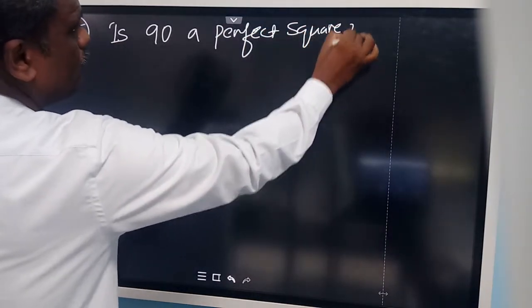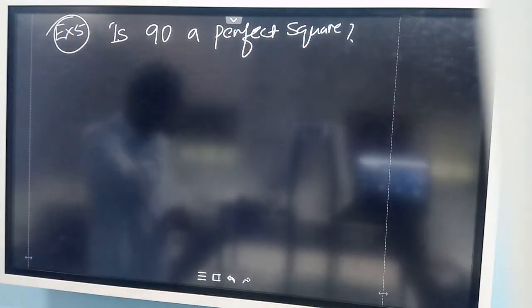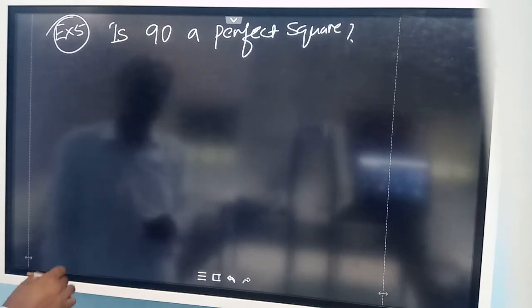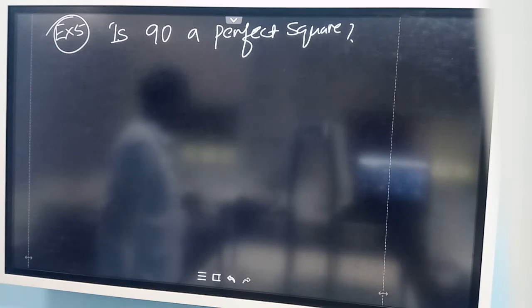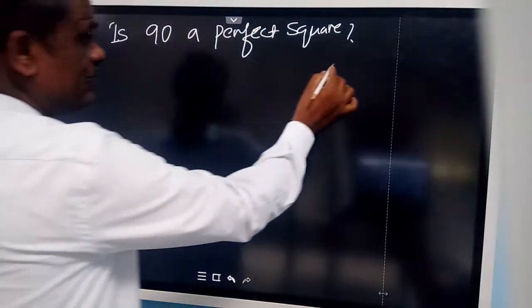Why is it no? Sir, it is not, it's an odd number of zeros. Odd number of zeros, very good. From the first property itself we can say it has an odd number of zeros. Okay, so then another way, factorize this one, 90.